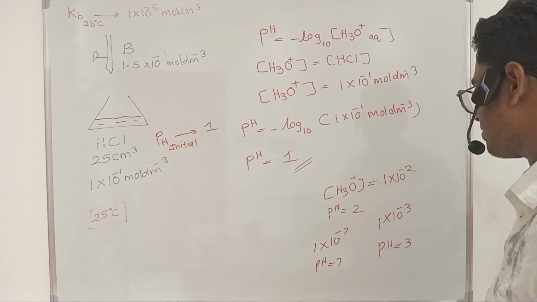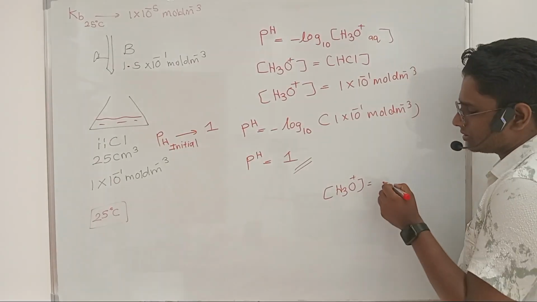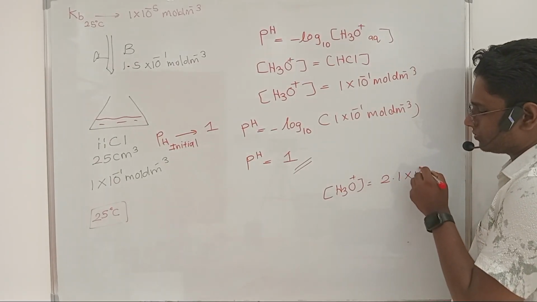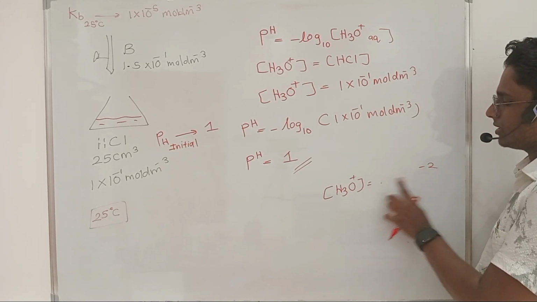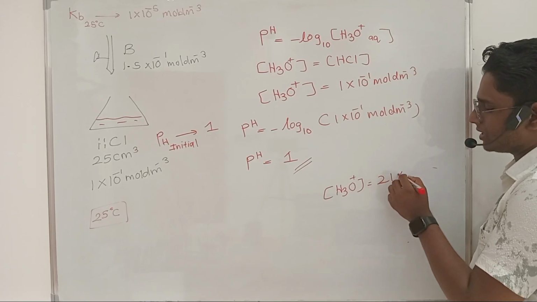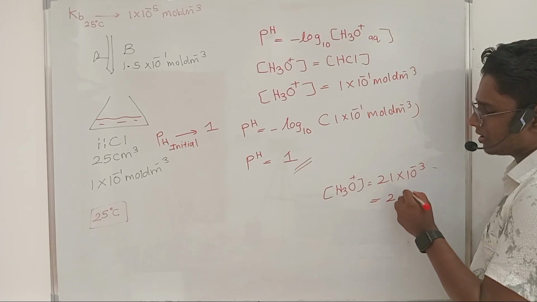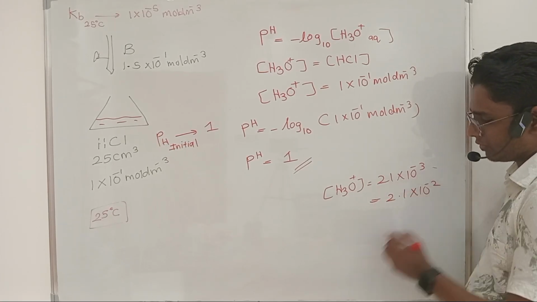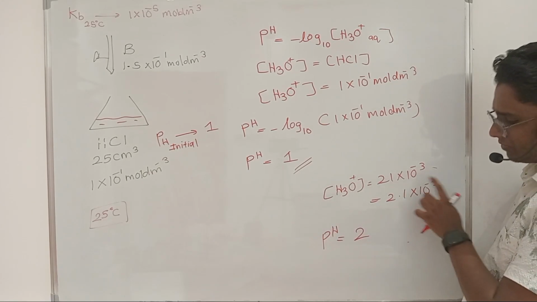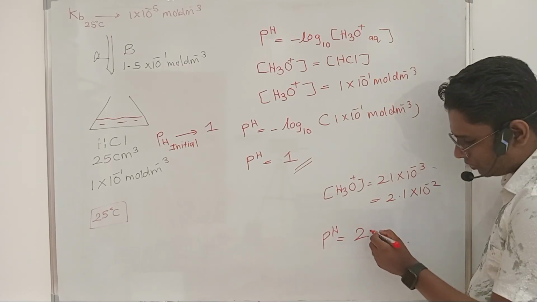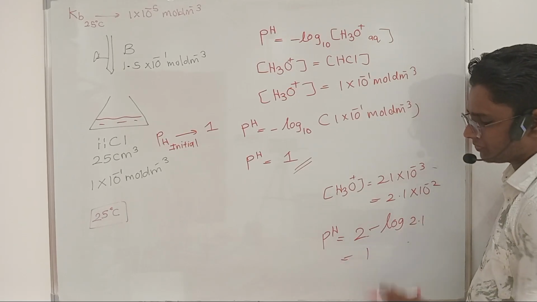Now if there's a different value, for example, let's assume the concentration is 21 into 10 to the power minus 3. First of all, you have to write this in scientific notation. What is the scientific notation? 2.1 into 10 to the power minus 2. Then to find the pH, take that 2 in front, and from that 2 you have to subtract the log value of 2.1. Then you will get the pH value.